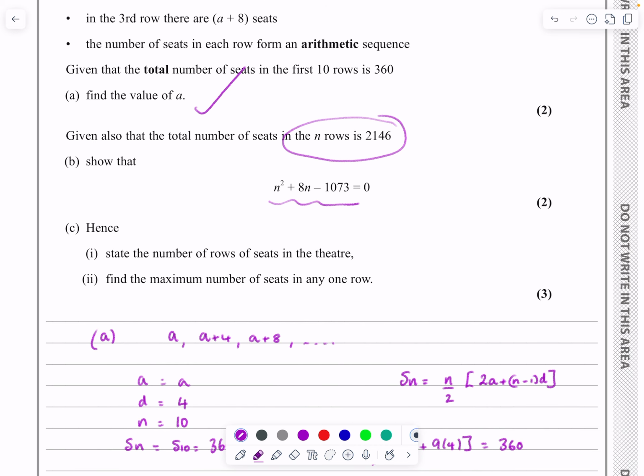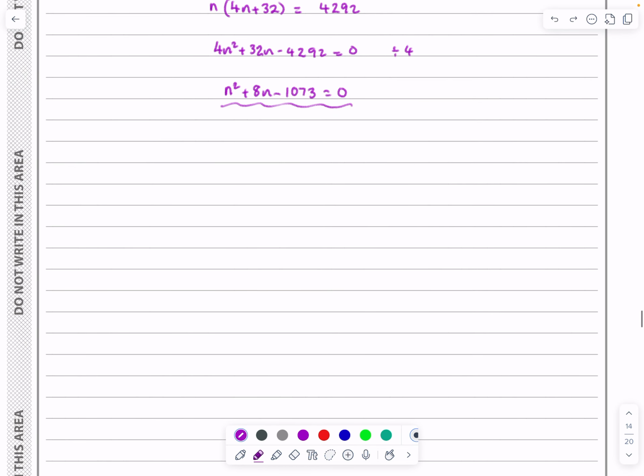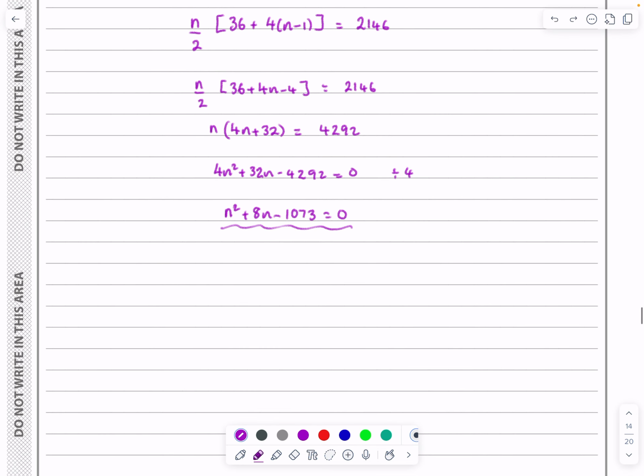What does part C say? Part C says, hence state the number of rows, so find n, and then find the maximum number of seats in any row. Well, if we're getting bigger and bigger, the maximum number of seats will be the number of seats in the last row, won't it? So that shouldn't be too difficult. But I've got to find n first of all. So finding n, it's just solving this quadratic equation.